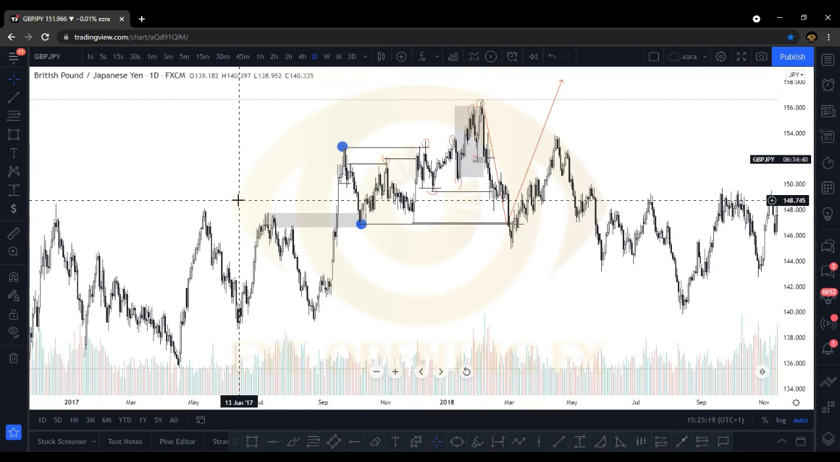So that is how you frame your setup, and that's how you frame your liquidity. So that is that. If it's clear in your eye now, let me know. If it's not clear, do let me know.